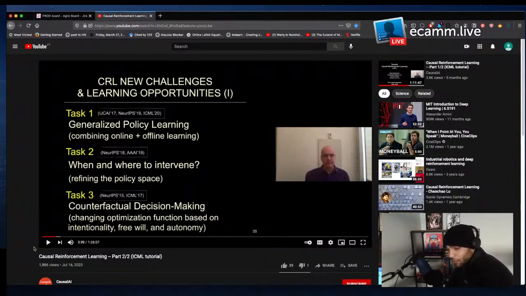Task three, however, to me is very interesting because it's pushing the frontier of what reinforcement learning, or more generally agent modeling, can do, right? We're talking about intentionality, free will, autonomy, as opposed to agents behaving like pre-programmed automata. Those are philosophical concepts, but of course, if you can formalize them, then in theory you can get an agent to do things that the current state of the art would have trouble doing.